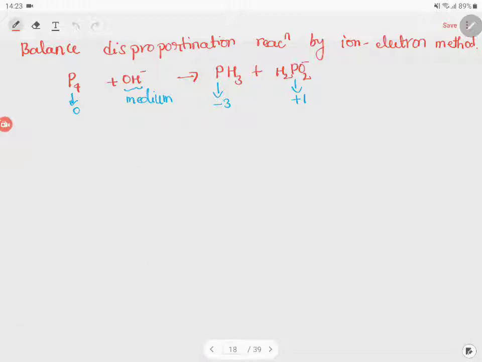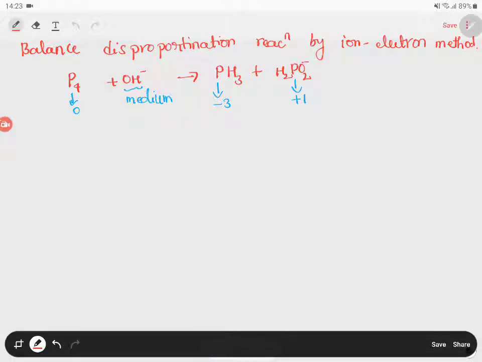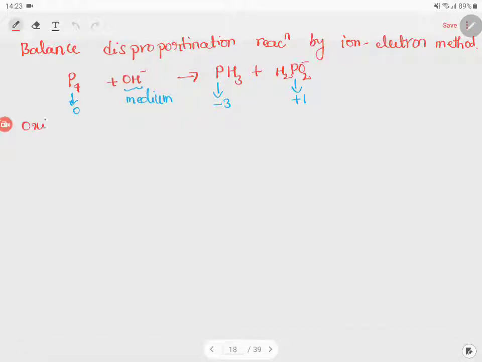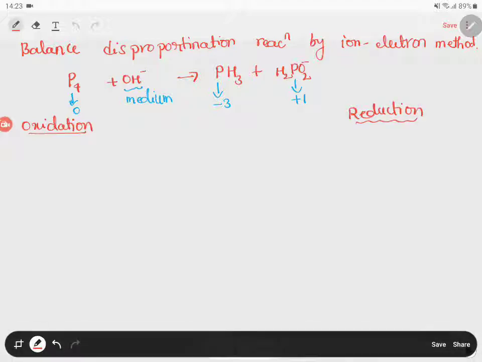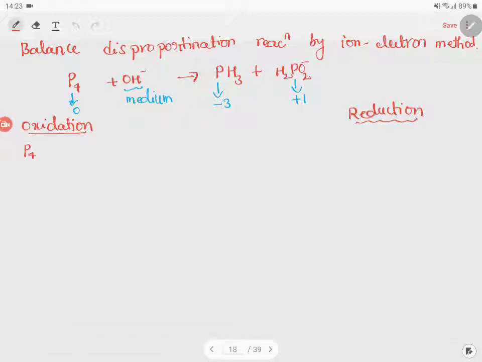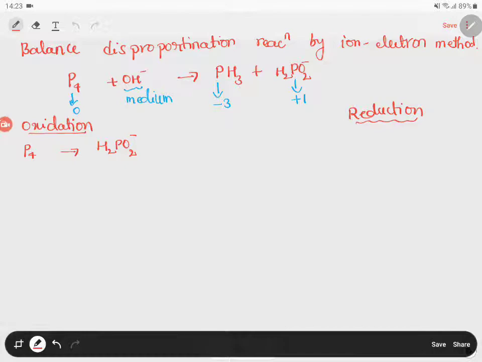So, if it is a disproportionation reaction, we have to separate them into oxidation and reduction. Oxidation reaction and reduction reaction. The first step is oxidation: P4 is getting converted into H2PO2 minus. This is the first step.